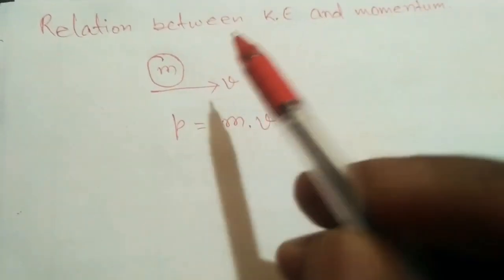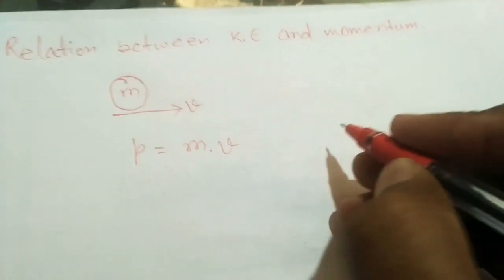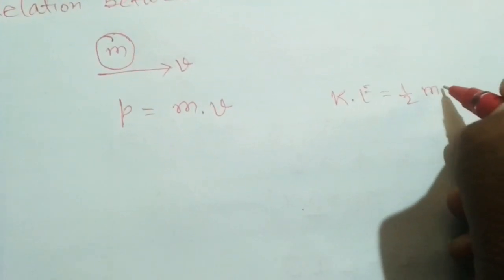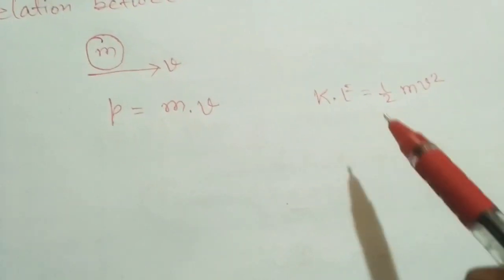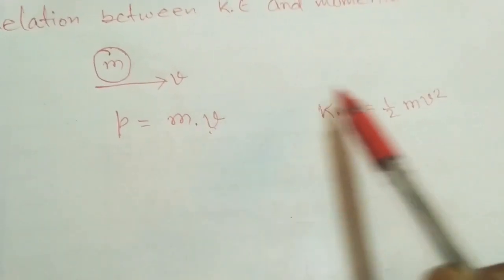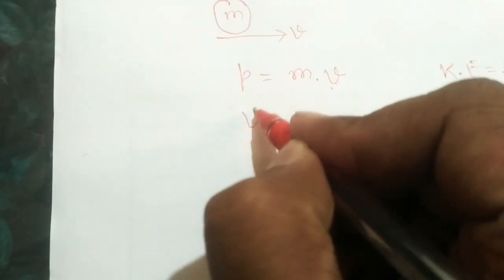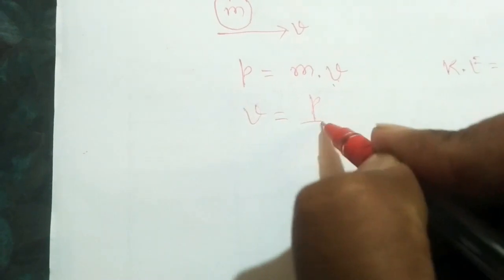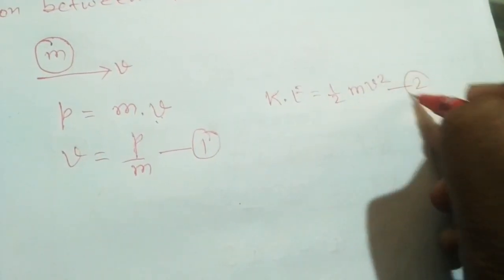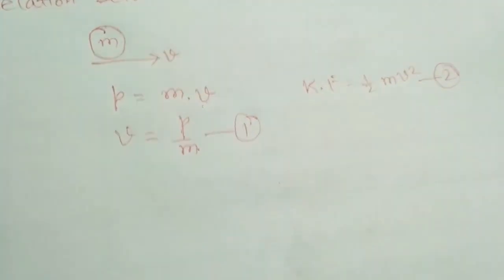So what we have to find is the relation between this momentum and kinetic energy. Let's write the expression for the kinetic energy also. Kinetic energy is equal to half mv square. So if we put the value of v from this equation into this equation, I think we can obtain the relation. First of all, from here, v is equal to p by m, making this equation 1 and this equation 2. Put the value of equation 1 in equation 2. Let's see what we have.